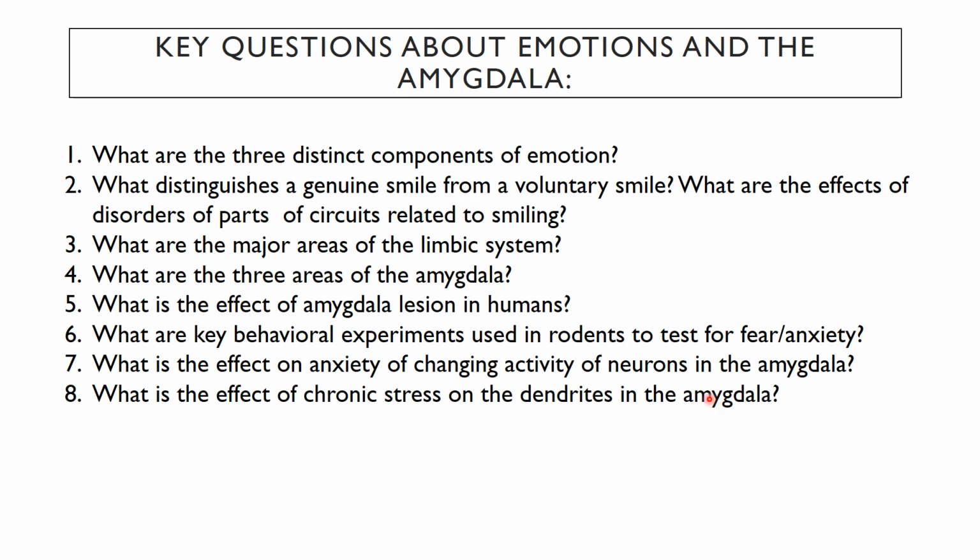So there's a number of key questions about emotions and the amygdala. What are the three components of emotion? What distinguishes a genuine smile from a voluntary smile? And what are the effects of disorders on parts of circuits related to smiling? What are the major areas of the limbic system? What are the three areas of the amygdala? What is the effect of an amygdala lesion in humans? You should know the details of all of that.